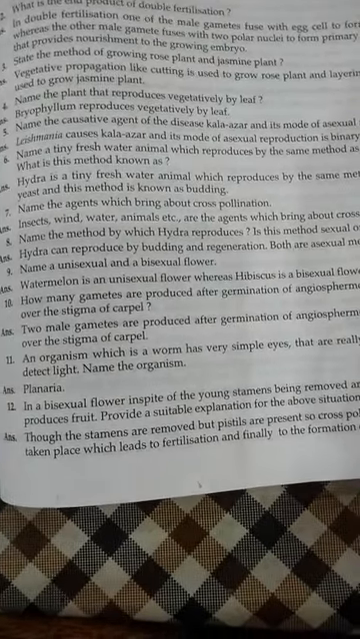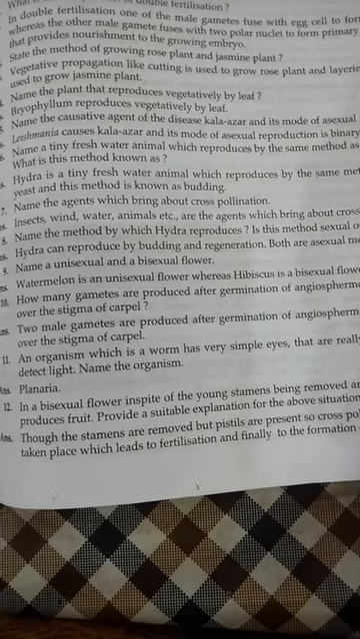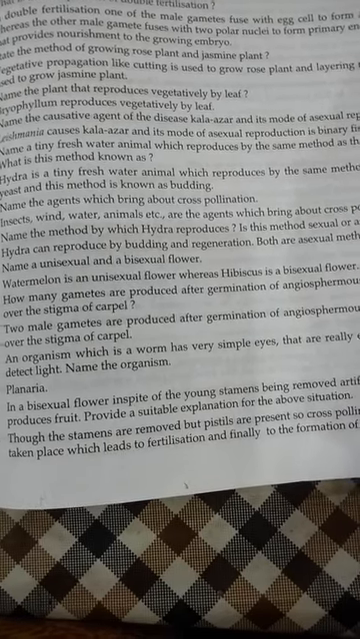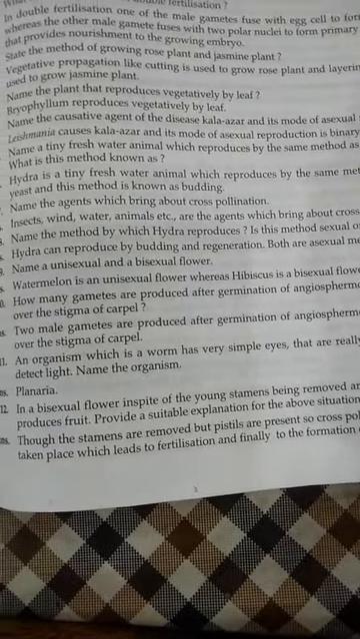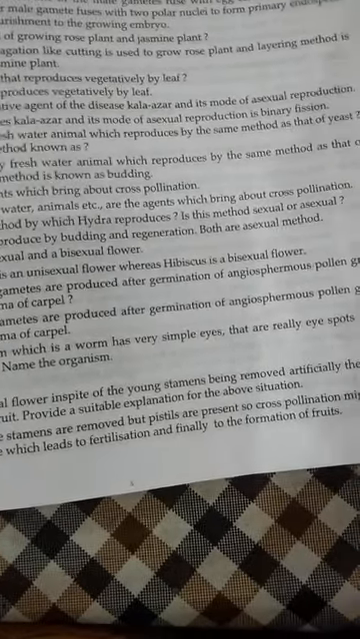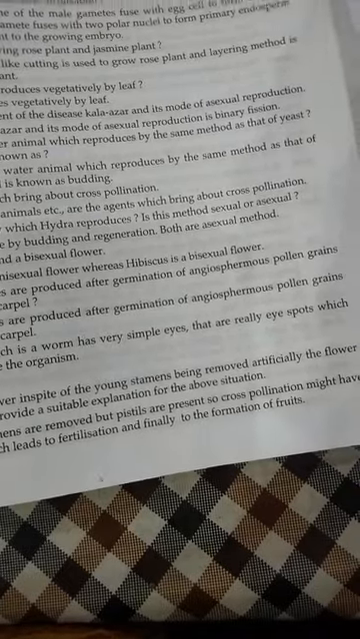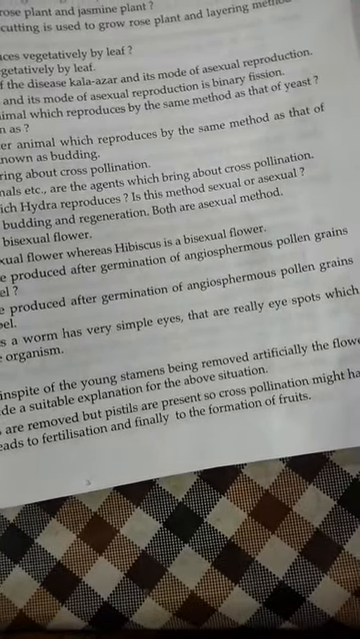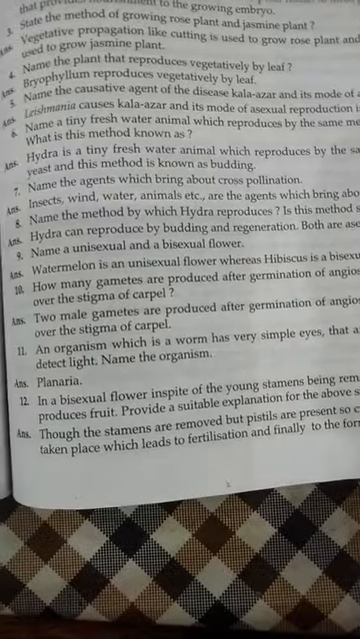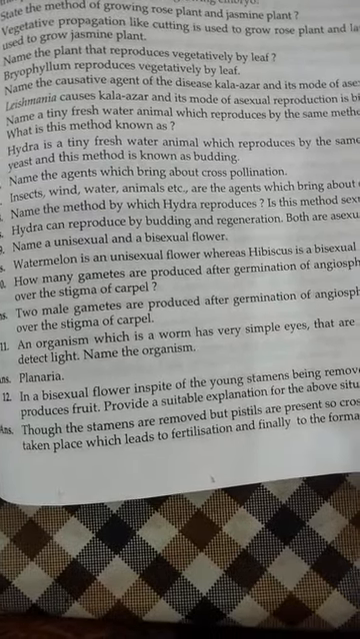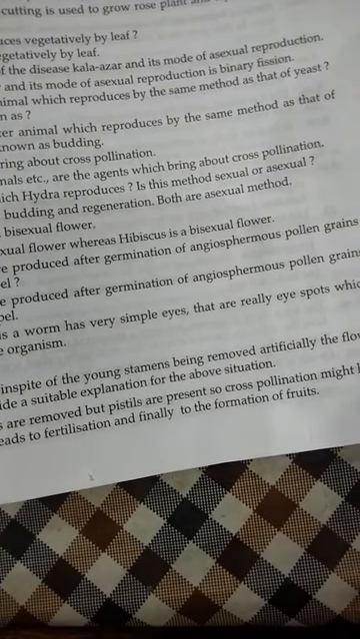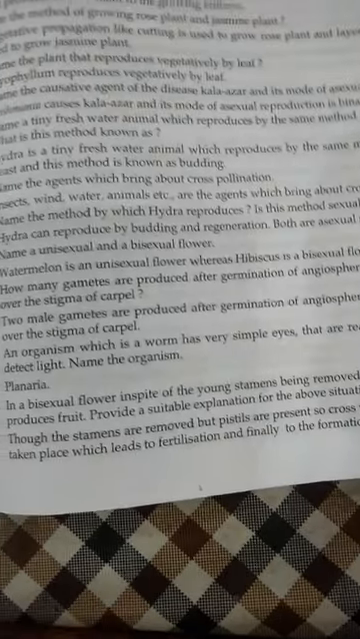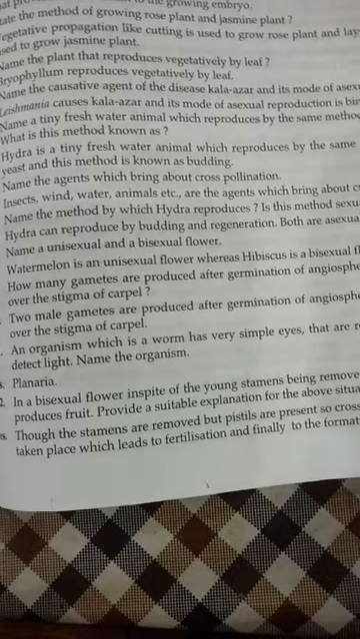Now name a unisexual and a bisexual flower. Watermelon is a unisexual flower, whereas hibiscus is a bisexual flower. Now how many gametes are produced after germination of an angiospermous pollen grain over the stigma of the carpel? Two male gametes are produced after germination of the angiospermous pollen grain over the stigma of the carpel.